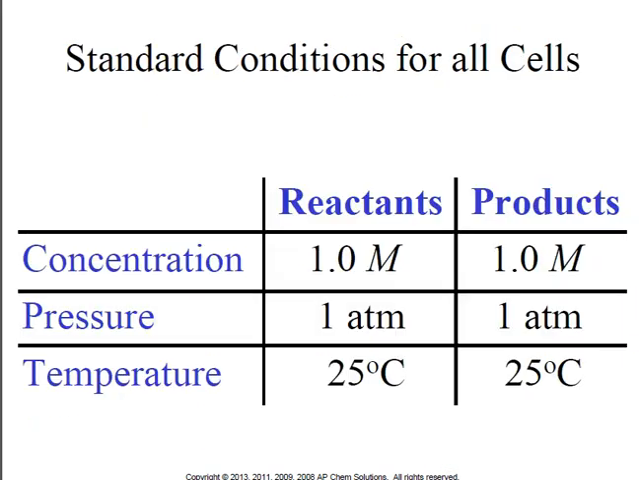Right, this slide summarizes the conditions that we need for standard cells. So in this section, we're only going to talk about standard cells. So we need our concentrations to be 1 molarity. Our pressures, if we have any gases involved, are going to be 1 atmosphere, and then we'll keep the temperature at 25. If any of these conditions change, it can change the voltage of the system. So that will make a little bit more complex problem. So for now, we'll just focus, okay, what if we have a standard system?